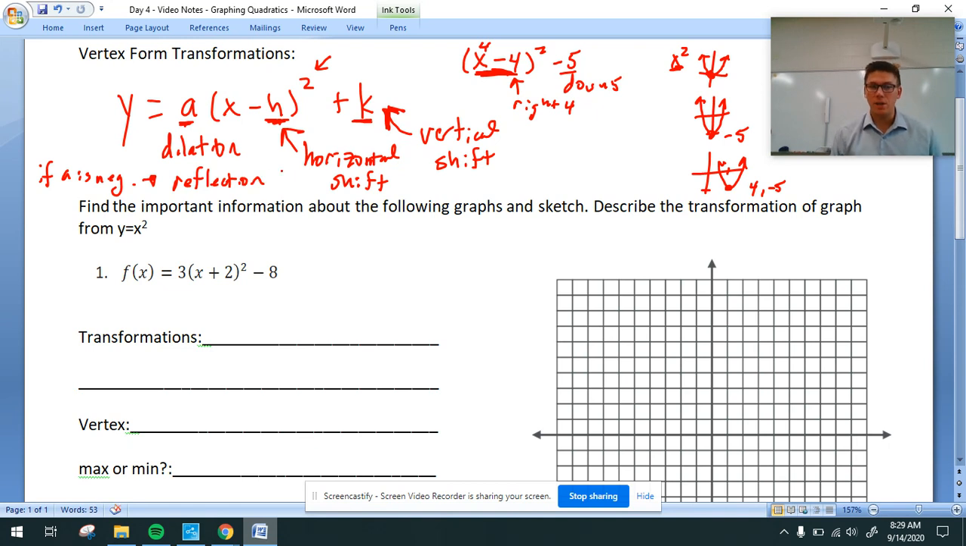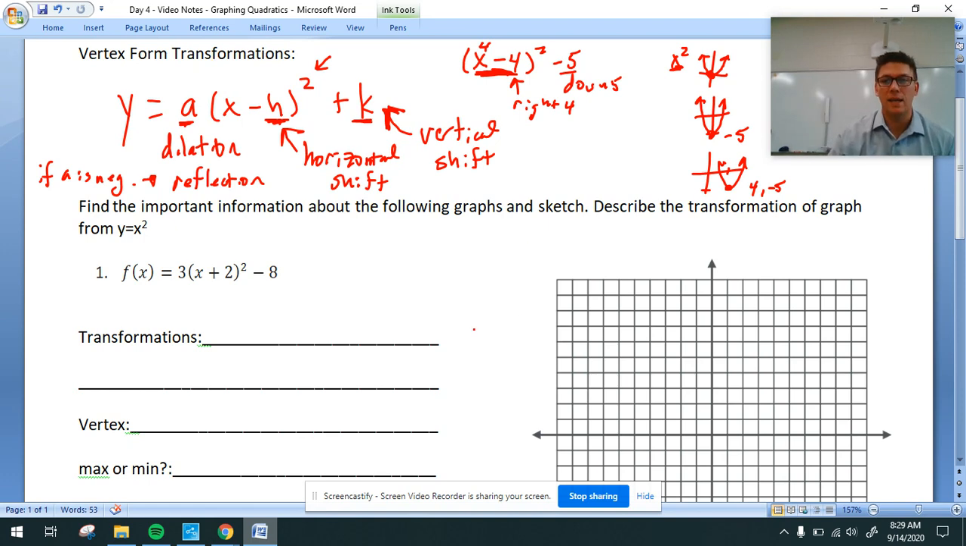So we can have a dilation, which is going to change the shape, where the a value is going to vertically stretch it if it is greater than 1. So for example, 2, 3, 4, 5 in front of it is going to be a vertical stretch because it stretches it vertically and it makes it skinnier. Okay. If the value of a is in between 0 and 1, like 1/2, 1/3, 2/3, that is going to be a vertical compression. It's going to flatten it out and it's going to widen out the parabola. So we can kind of identify what's taking place with our transformations.